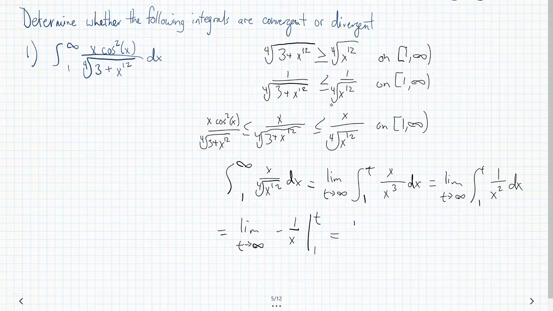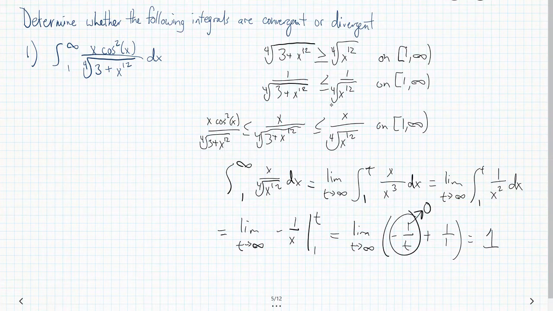So this thing equals the limit as t approaches infinity. You get negative 1 over t, minus and minus makes a plus 1 over 1. And so that should equal, well, notice this whole thing goes to 0. So that thing equals 1. So what does that tell us about this integral? Well, this thing converges by the comparison theorem.